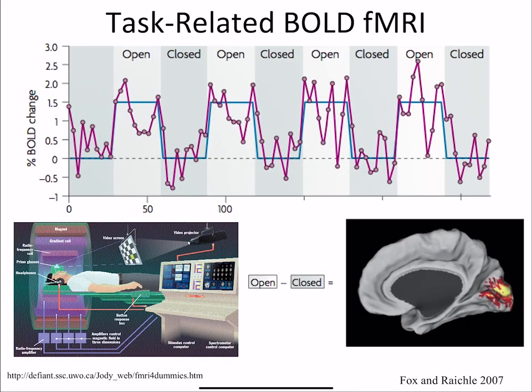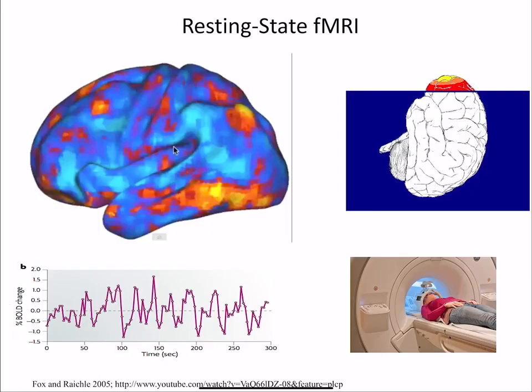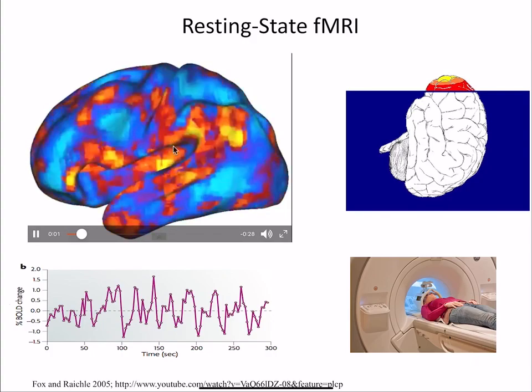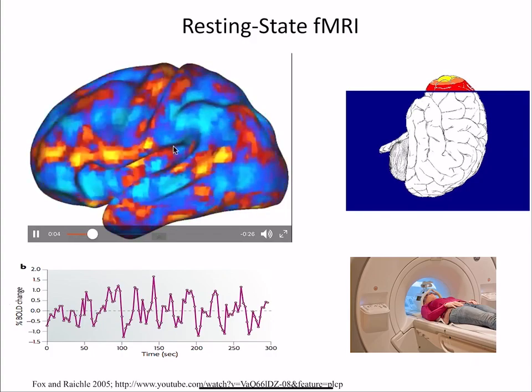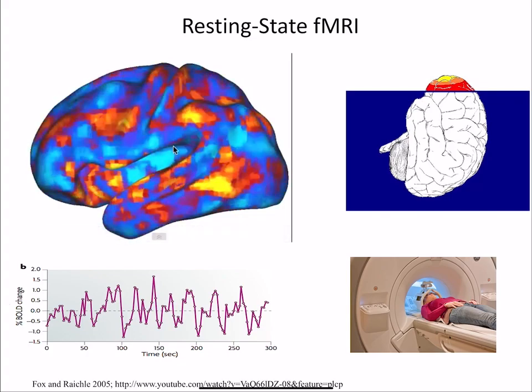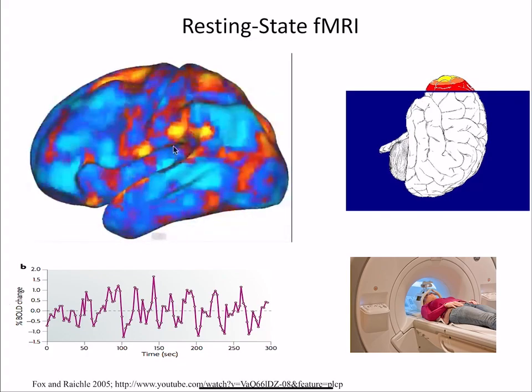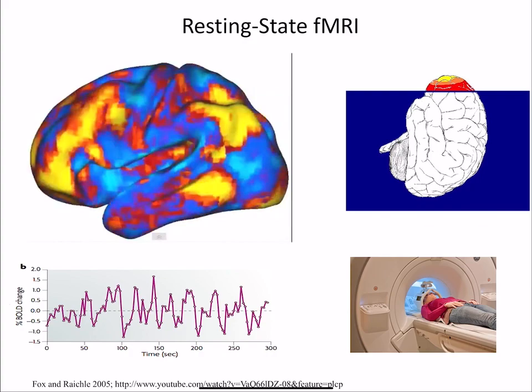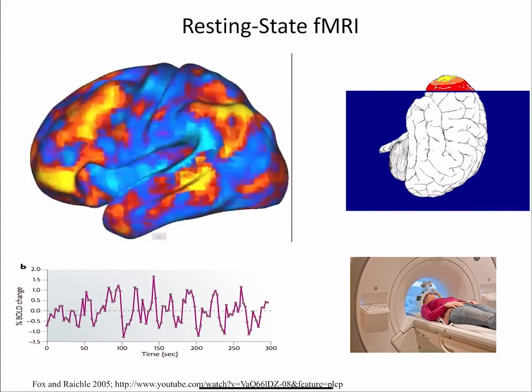And then we're going to end with talking about resting state. So far we've talked about fMRI, where you're actually having the subject do something. It turns out that probably one of the more popular things now is what's called resting state fMRI. And so this is a picture of what the brain looks like when someone's just lying in the magnet. It's just going through different signals and you're seeing different patterns.